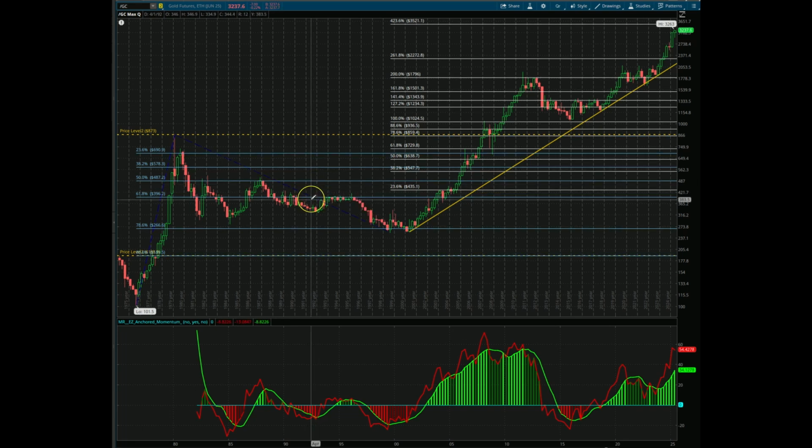So, okay. And the anchor momentum. The anchor momentum is showing what?